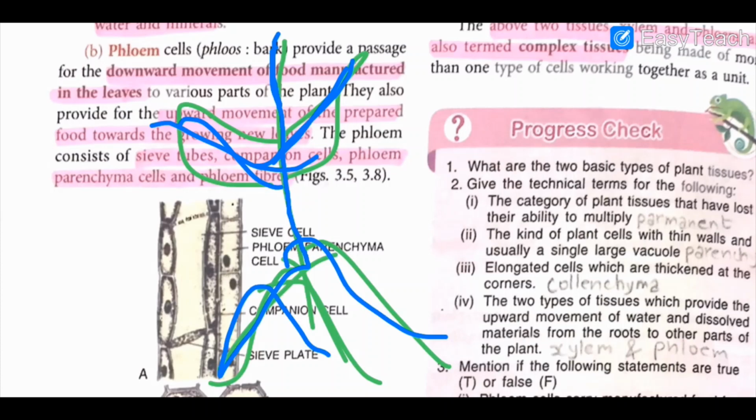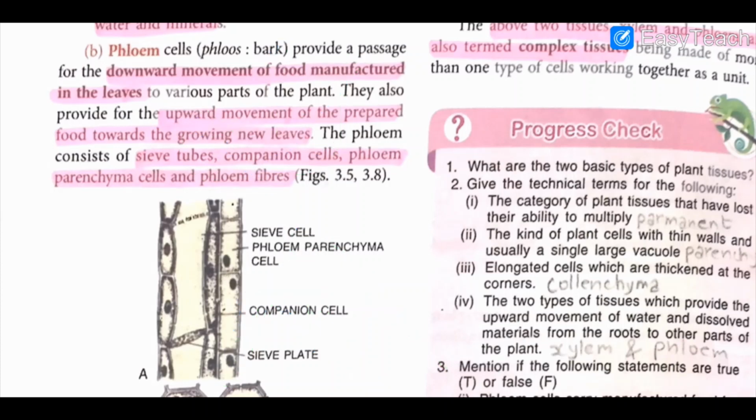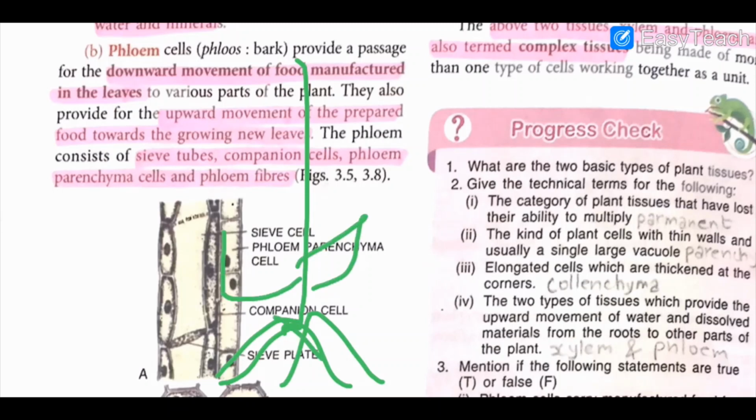They also provide the upward movement of prepared food towards the growing new leaves. Upward movement to new growing leaves means that, let me drop this diagram and draw a fresh diagram. Let's say this is your plant. These are the leaves that are quite old and they provide food and nutrition to the plant. Now, if there are new baby leaves growing over here that need the nutrition to grow and become mature leaves, phloem sometimes also provides an upward movement from these leaves to these leaves, so that these leaves also get the nutrition and are not missed out. So mainly it's only downward, but sometimes they also provide upward movement.